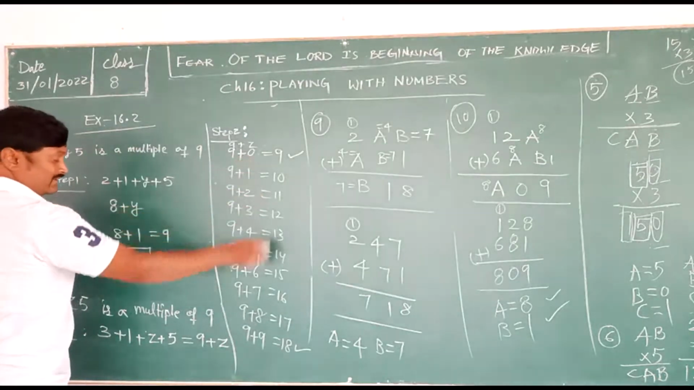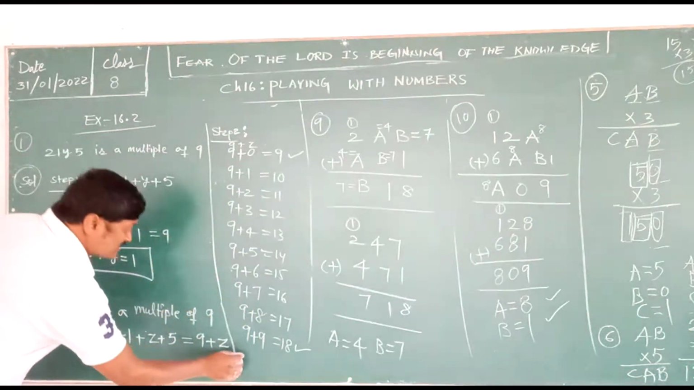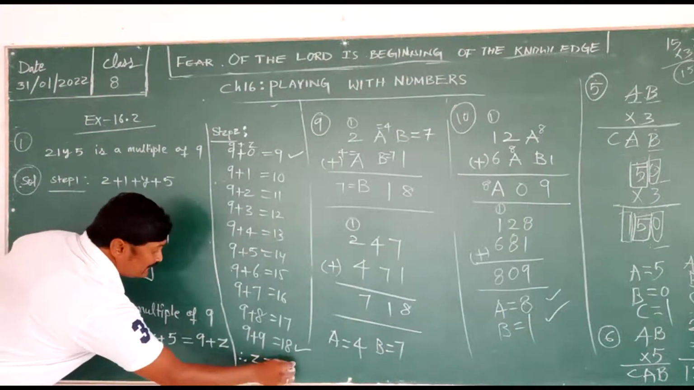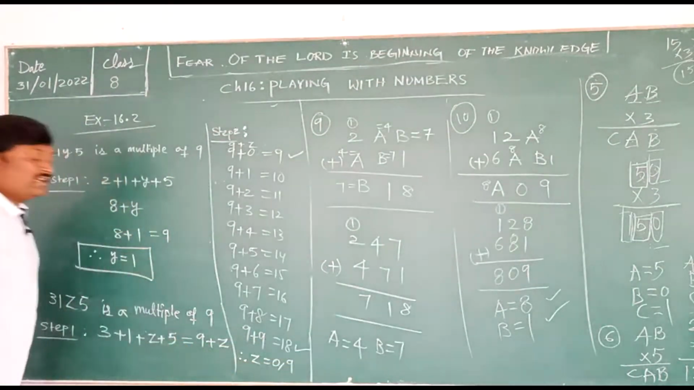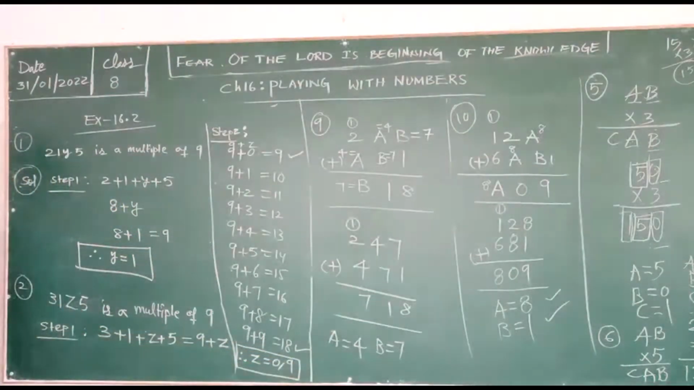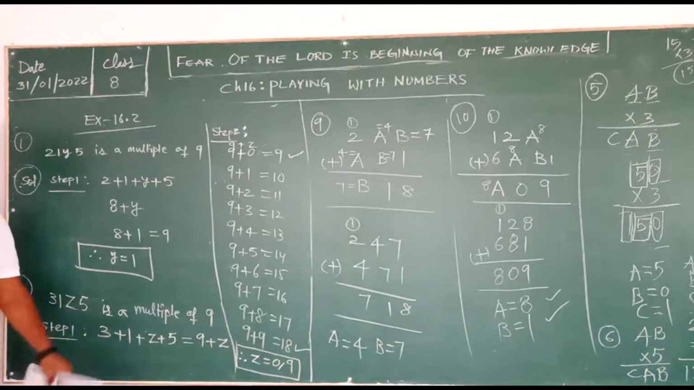0 here added, here 9 added. So at last, therefore, z is equal to 0 comma 9. Finished your answer. So last one, z is equal to 0 comma 9. So that is about the second one.